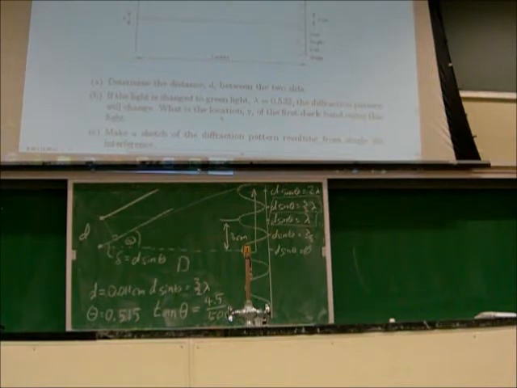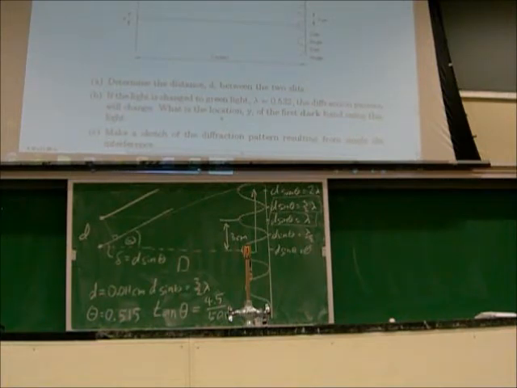Okay? So, what do you think of this calculation so far? Is that reasonable? It's fine, yeah. Okay, good. So, what does the next thing say? If the light is changed to green light, lambda equals 0.532, the diffraction pattern will change. What is the location y of the first dark band?